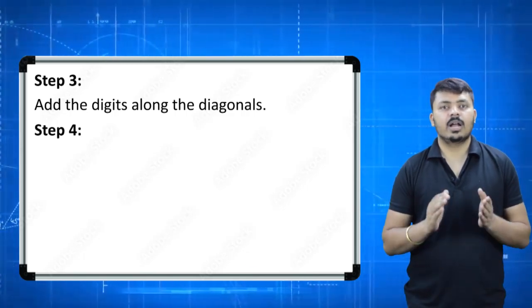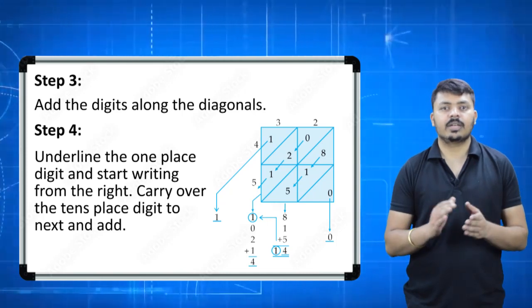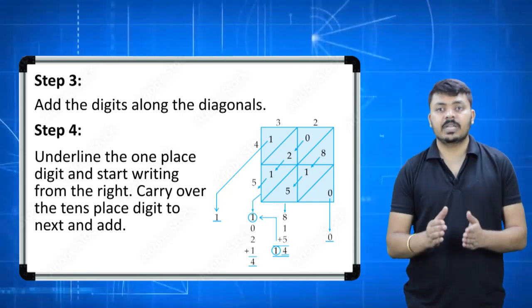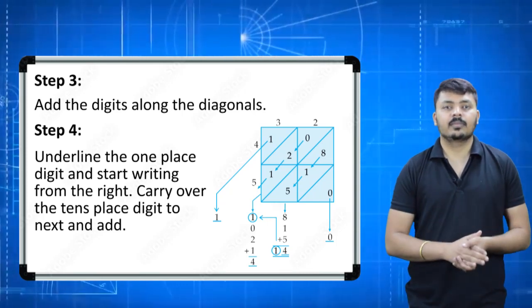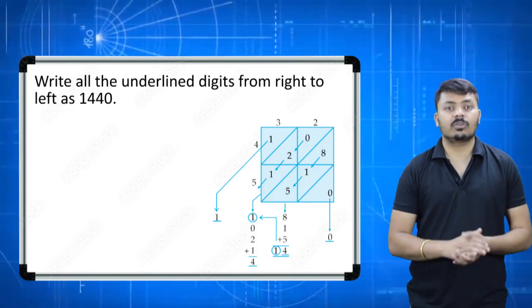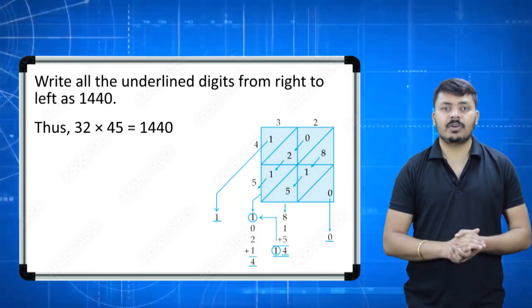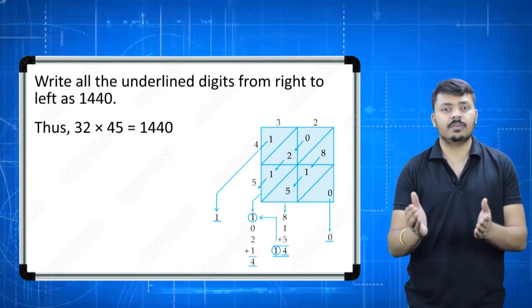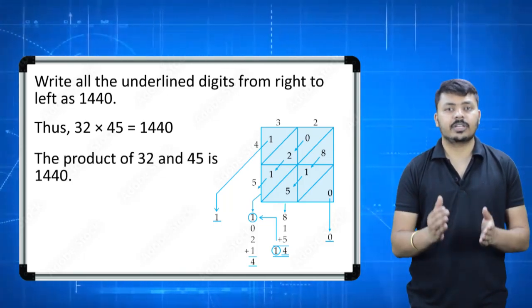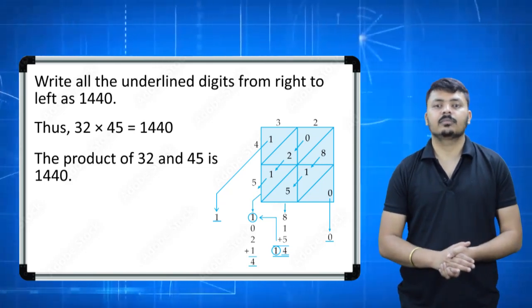Step 4. Underline the one place digit and start writing from the right. Carry over the tens place digit to the next and add. Write all the underlined digits from the right to the left as 1440. Thus, 32 multiplied by 45 is equal to 1440. The product of 32 and 45 is 1440.